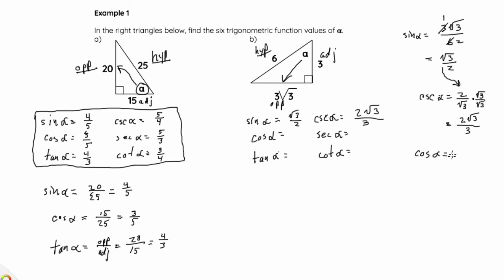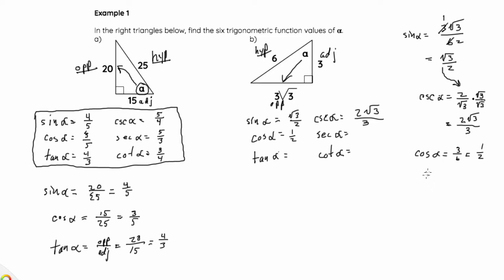All right, so the cosine then is the adjacent side. So the cosine of alpha is the 3 side over the 6 side. So we write the adjacent over the hypotenuse, and 3/6 just reduces to 1/2. So we write 1/2.